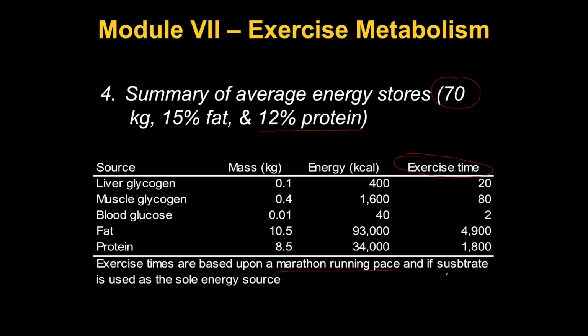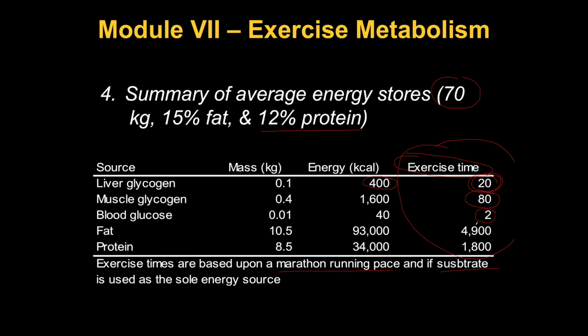So if we only utilized one particular substrate as the sole energy source, this last column tells us the amount of time that we would get out of it. So for example, liver glycogen, we have about 400 kilocalories of energy reserve stored in the liver. If we were running at a marathon pace, we get about 20 minutes worth of work just out of liver glycogen stores. If we talk about muscle glycogen stores, we'd get 80 minutes. If we simply relied on blood glucose, only 2 minutes.